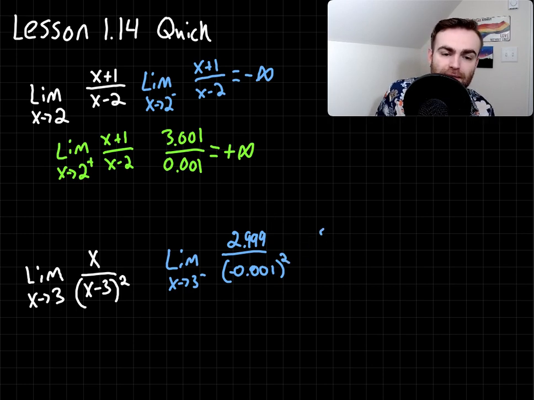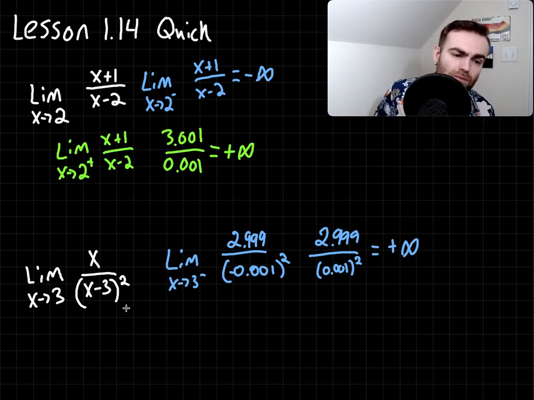So we get what is essentially approaching 3, is 2.999, divided by an infinitesimally small number. Now the question is, what happens when you square something? Well, it becomes positive. So this is essentially the same as 0.001 being squared. And that's going to trend towards positive infinity. A little strange, a little strange.